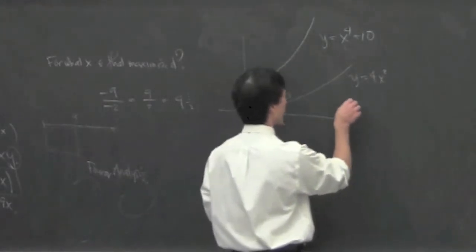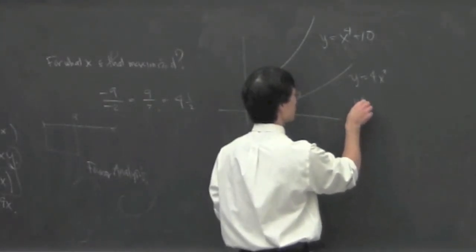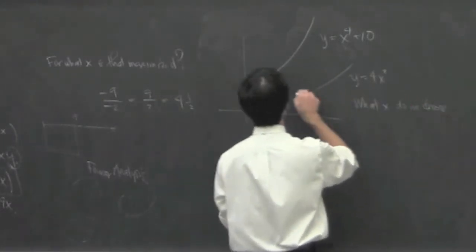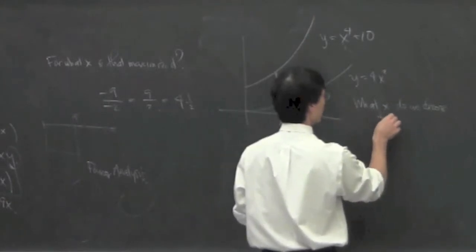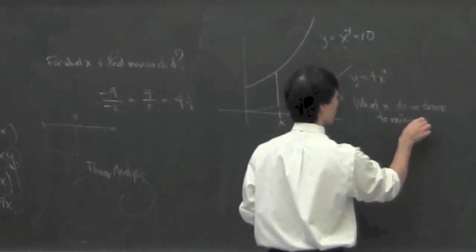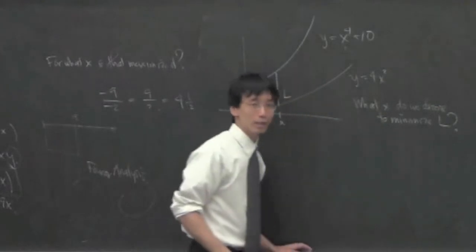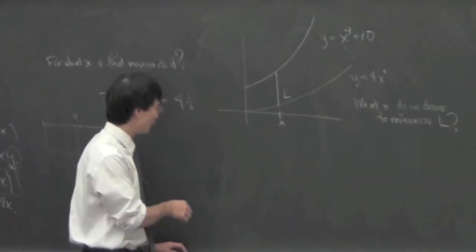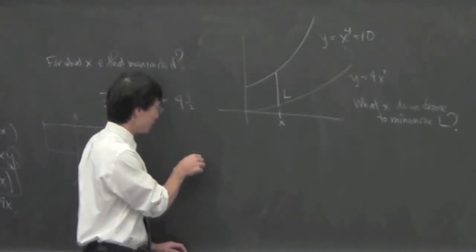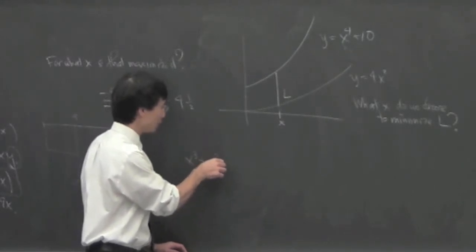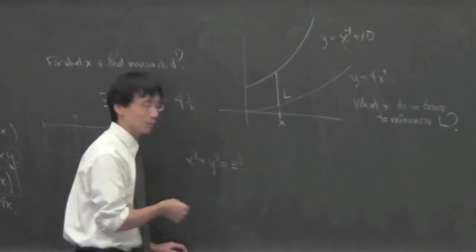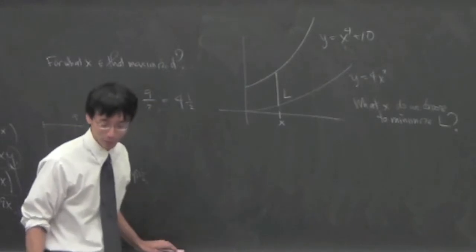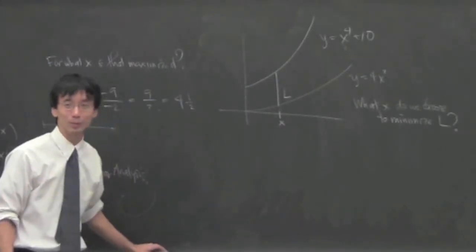So what x do we choose? Let's call this thing L, to minimize L. It's actually not so strange to build roads based on mathematical formulas. There's one in Europe built on something like x cubed plus y cubed equals z cubed. Anyway, there are roads built on mathematical principles.